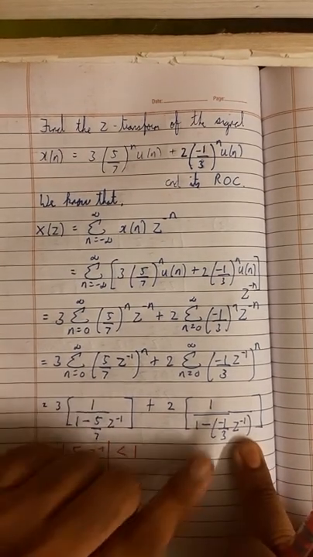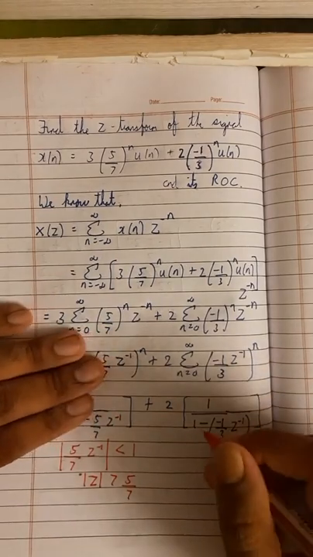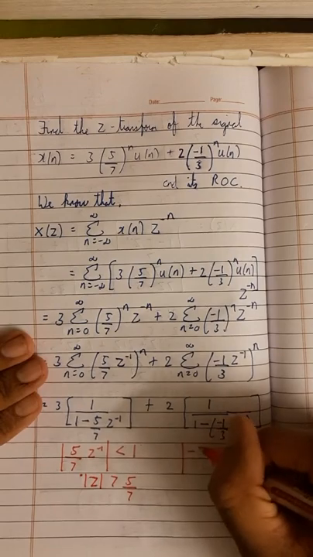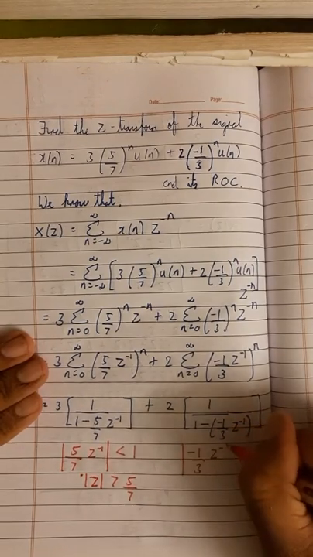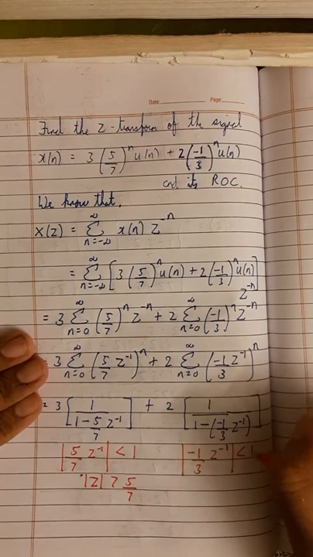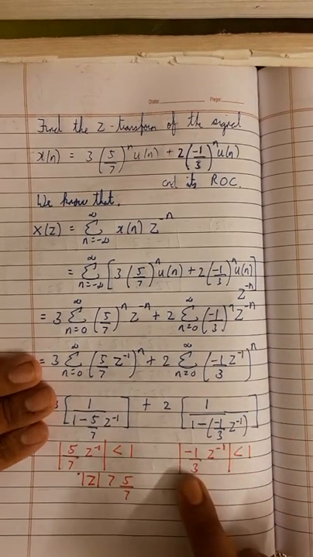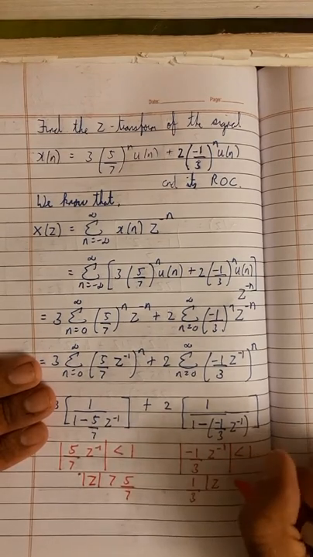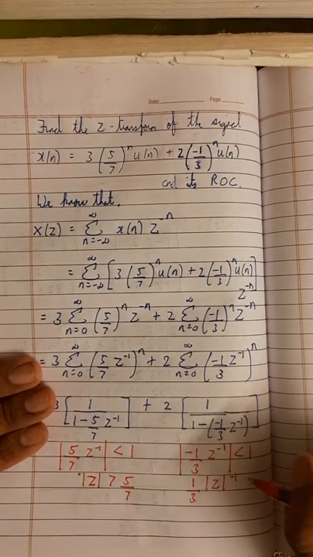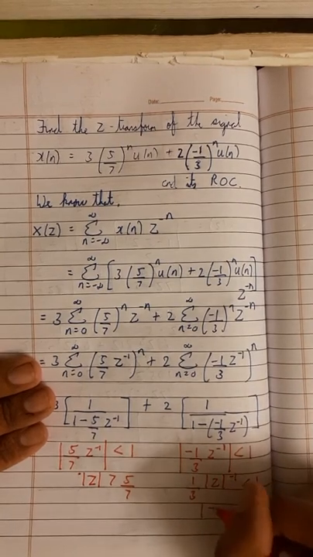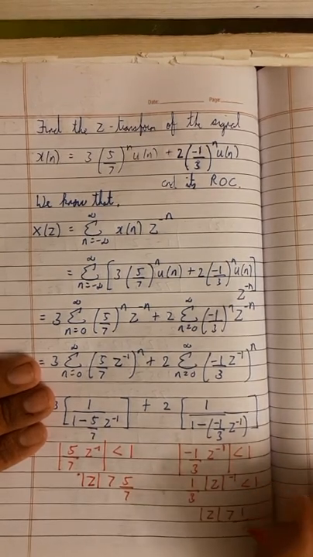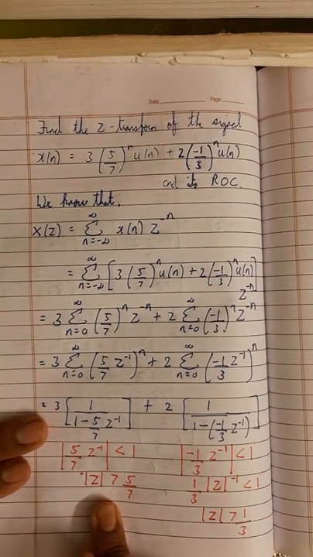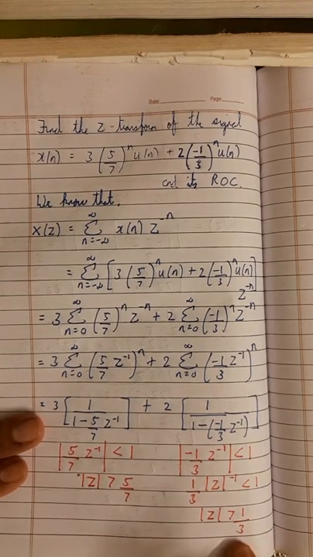Okay, in the second case, r is minus 1 by 3 z inverse, that is, the magnitude of minus 1 by 3 z inverse must be less than 1. And magnitude of minus 1 by 3 is 1 by 3, so that means this is nothing but 1 by 3 magnitude of z inverse less than 1, or in other words, here also the magnitude of z is greater than 1 by 3. So in the first case the magnitude of z is greater than 5 by 7. In the second case the magnitude of z is greater than 1 by 3.